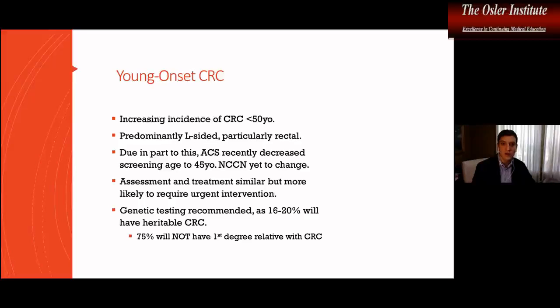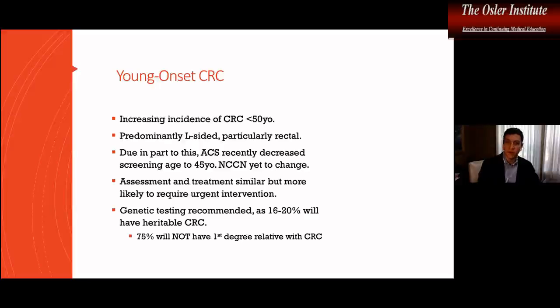So let's talk a little bit about young onset colorectal cancer. So it's increasing incidence of colorectal cancer in patients under 50 years old. It's predominantly left-sided, particularly rectal. This is due in part to this. The ACS and multiple other societies have decreased screening age to 45 years old. The NCCN has not yet changed their recommendations, but in general, this is what I'm using now in my recommendations to patients. And of course, this is for asymptomatic patients, so patients who are there for purely screening purposes. And I've not really found many issues in insurance companies denying colonoscopies in this patient population.